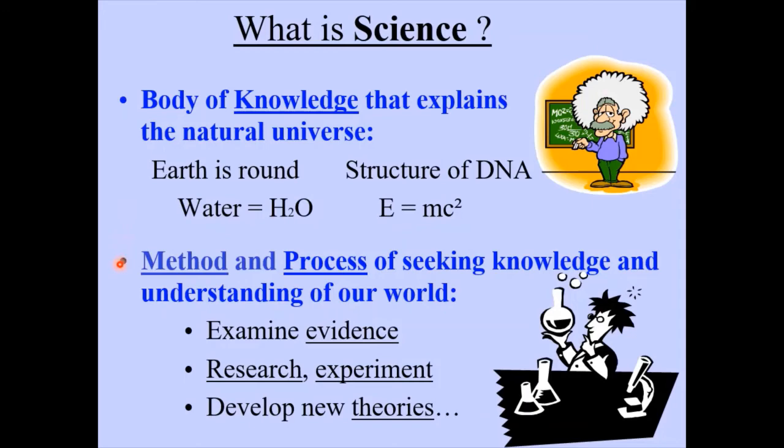But science, of course, is more than this. More importantly, really, science is a method and a process of seeking this knowledge. And the purpose of it is to understand the natural world that we live in. So science is based on gathering and examining and interpreting evidence, doing research and experimentation, and the goal is typically to develop new theories that explain things about the world that we live in.